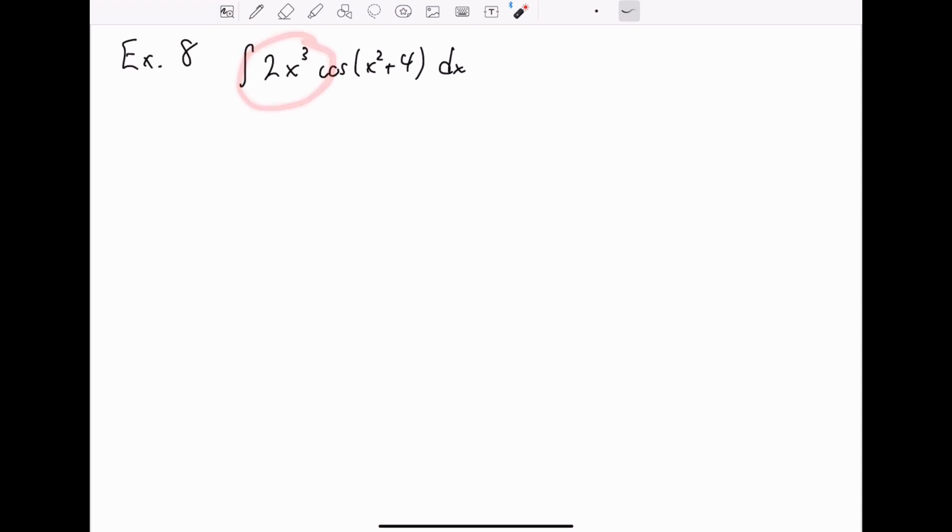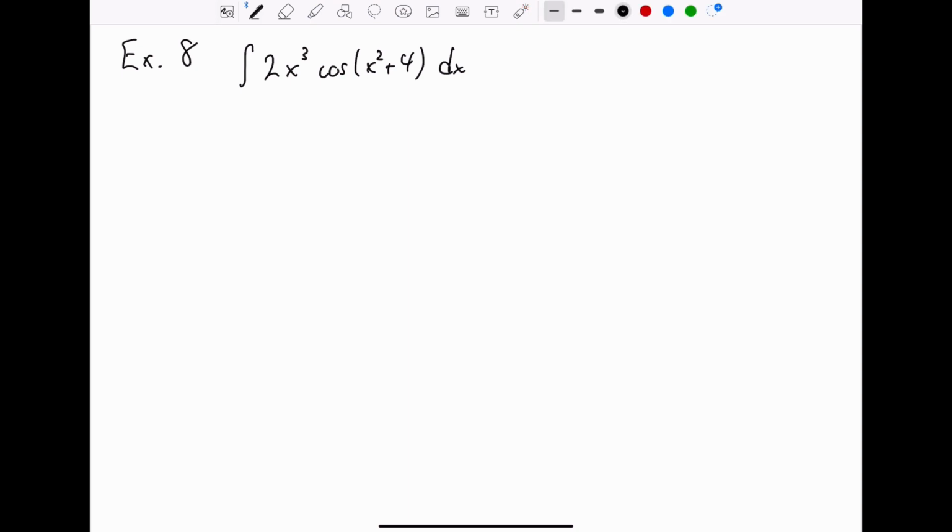Let's take a look at problem 8. Problem 8, in my opinion, is a fairly advanced integration by parts example. We have the integral of 2x cubed times cosine of x squared plus 4 dx. We're going to solve this using integration by parts. And the way to choose u here is not very straightforward. I see an algebraic function 2x cubed, and if I follow the LIATE rule, I would probably choose this to be u. We could start that and attempt the problem, and we would realize that that does not work out.